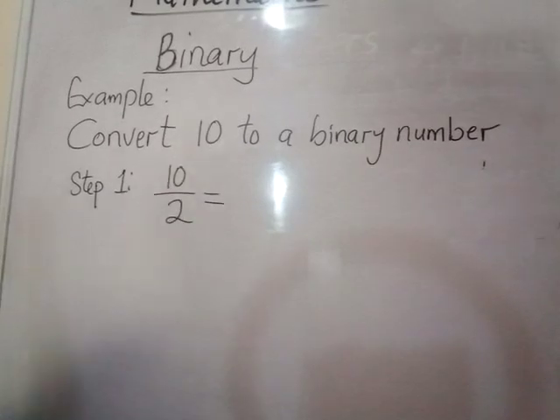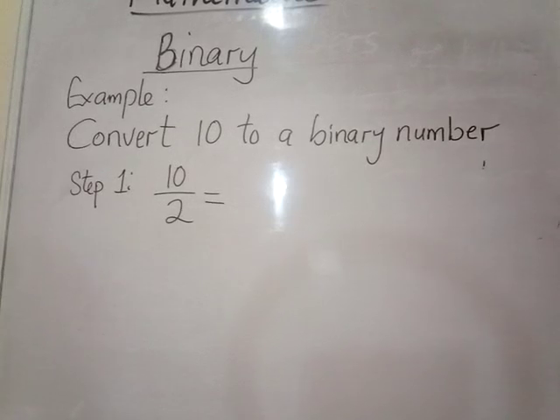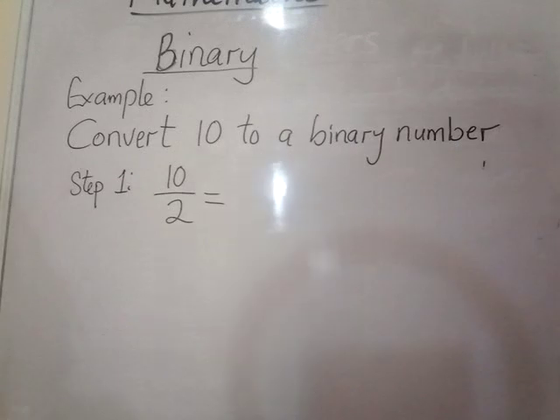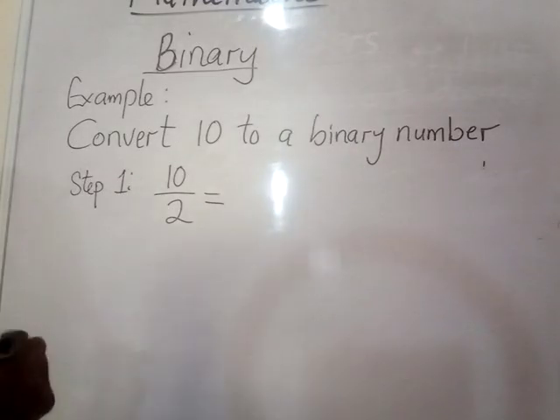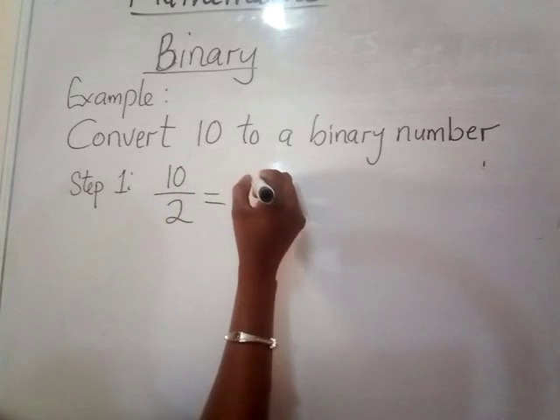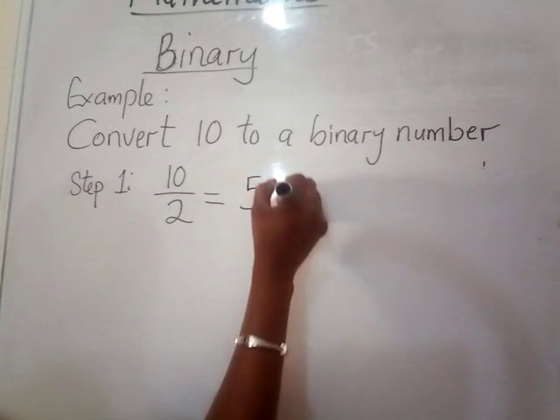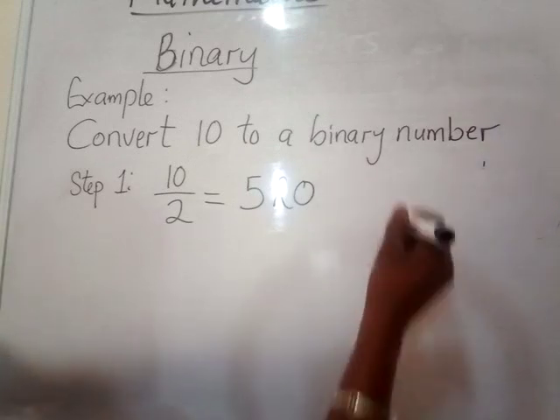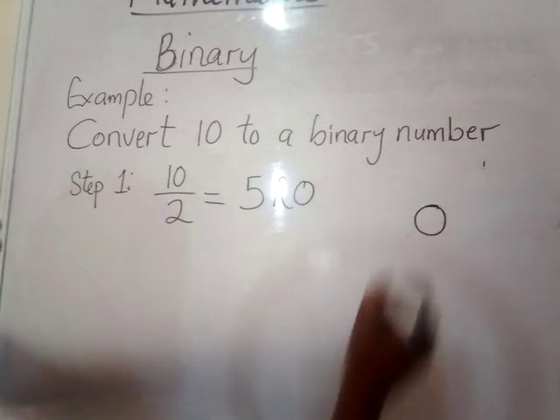So the last example we are going to look at in converting decimal numbers to binary is 10. We're going to try and convert 10 to a binary number. As usual, our first step is to divide 10 by 2. If we divide 10 by 2, we have 5, remainder 0. There's no remainder. 10 is an even number, 2 is also an even number. So when 2 divides any even number, there is usually no remainder. So we write down our 0.